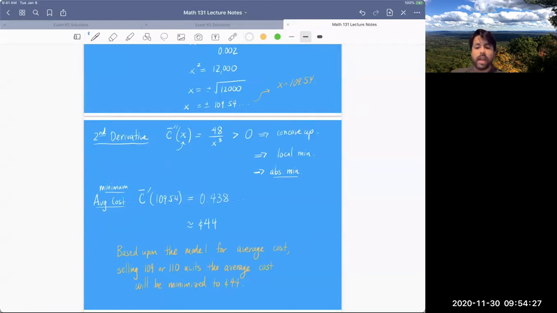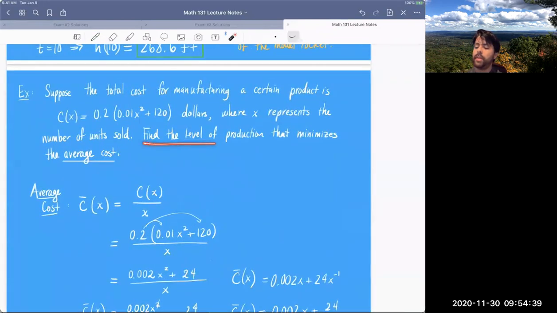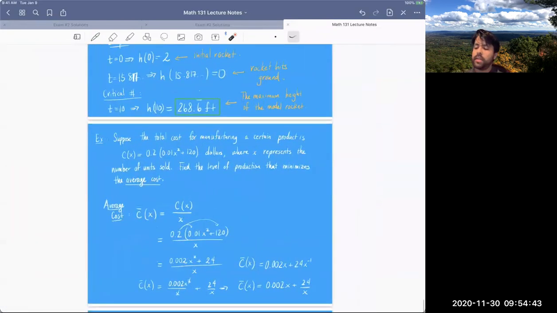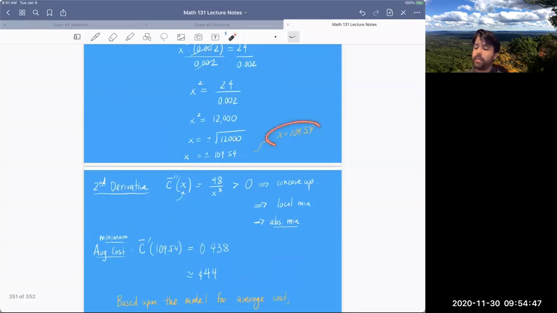And really, the answer to this question is not the 44 cents. It's the 109 and 110 units. Because the question in the beginning is to find the level of production that minimizes the average cost. The level of production is the number of units sold, and we figured that out from here.